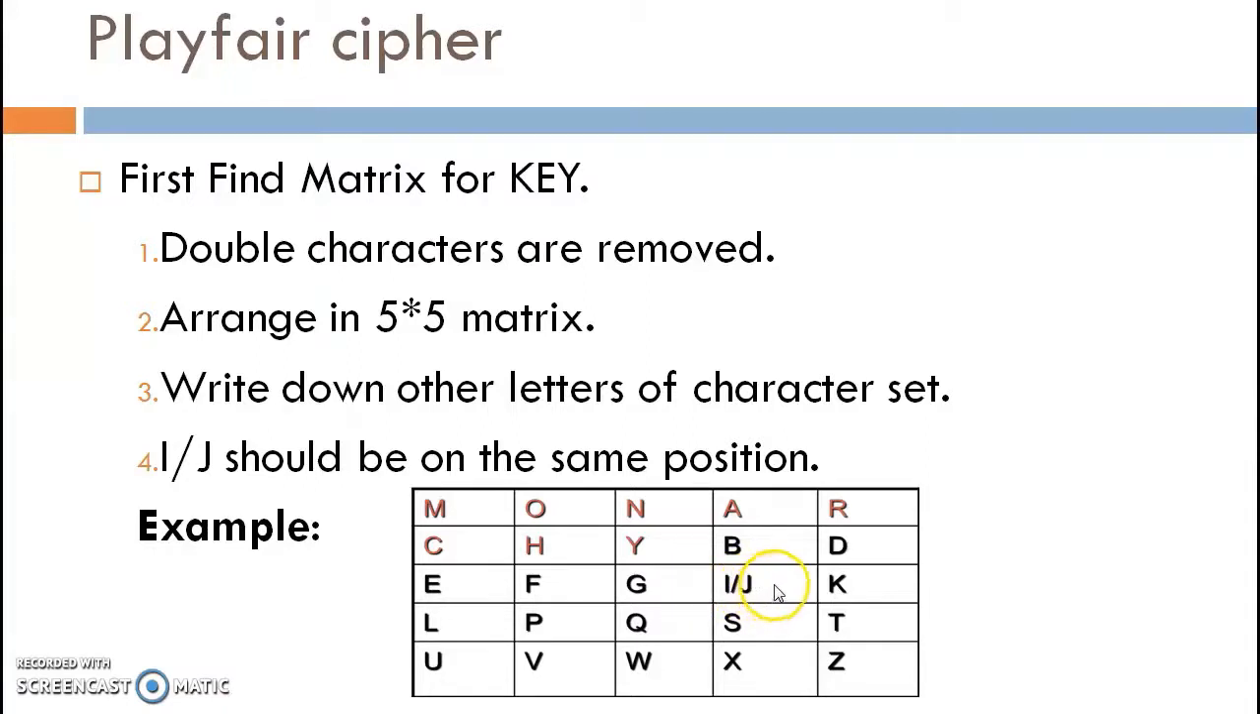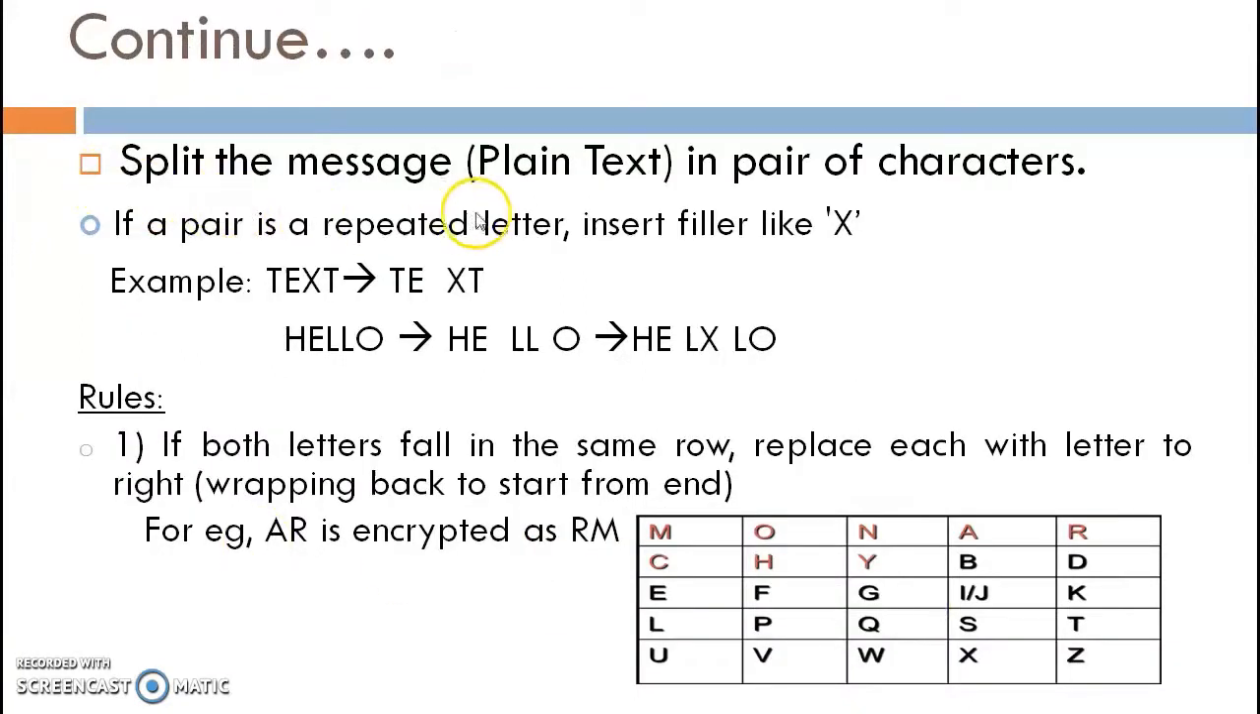Then I with J also, because I and J should be in the same position. Then K, L, and M is already there in the key. N is already there, O is already there, then P, Q, R is there, then S, and so on up to Z. In that way we put all the letters of the character set up to Z in the 5 by 5 key matrix and first form the key matrix. After that, split the plain text message into pairs of 2 characters.